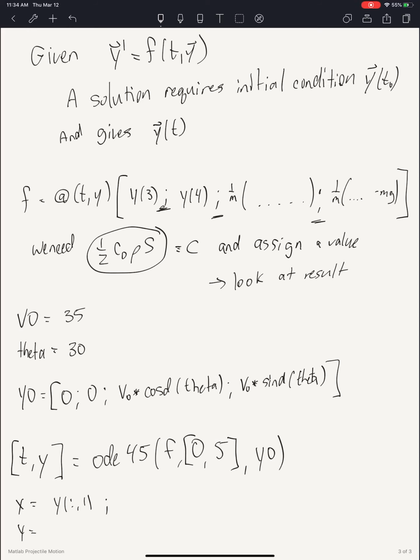Y is y colon comma 2. This is the x and the y position. Notice if you make this change, you no longer have access to the original y matrix anymore, which honestly to me is fine. The only thing I lost was the x velocity and y velocity, and I don't care to see those, so it's fine with me.